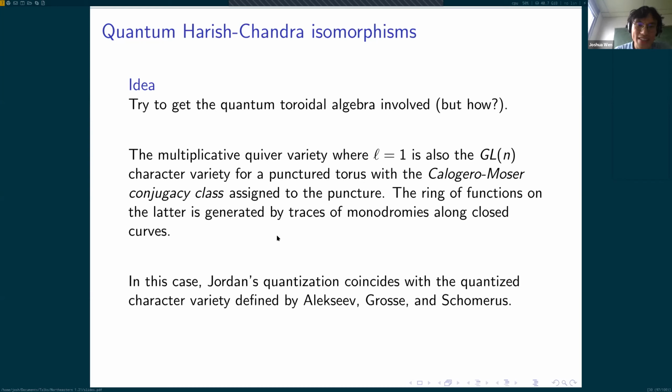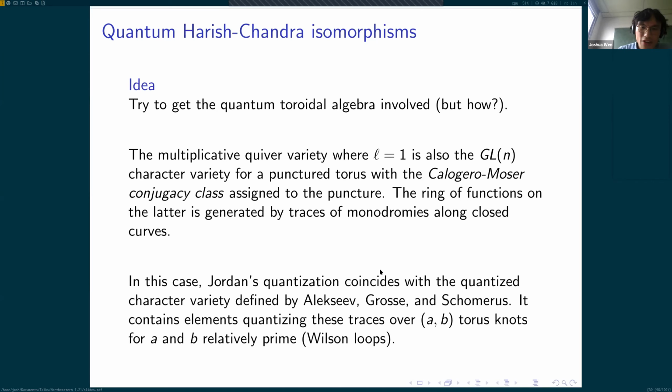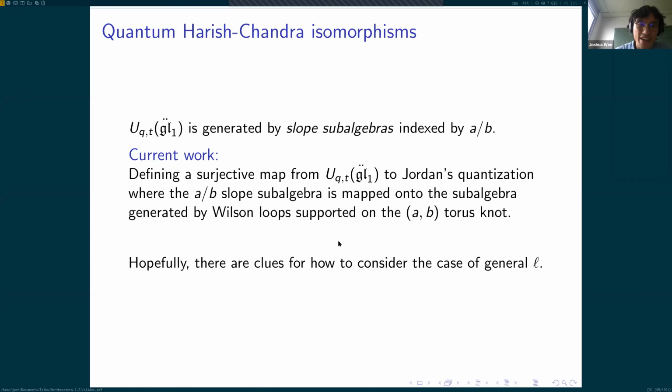In this case, Jordan's quantization coincides with the quantized character variety defined by Alekseev, Grosse, and Schomerus, in the 90s. In their quantization, there are natural elements quantizing these traces over the (a,b) torus knots. These are quantum Wilson loops. And it's very tantalizing. The toroidal algebra for GL1 is generated by slope subalgebras, indexed by rational numbers a over b.